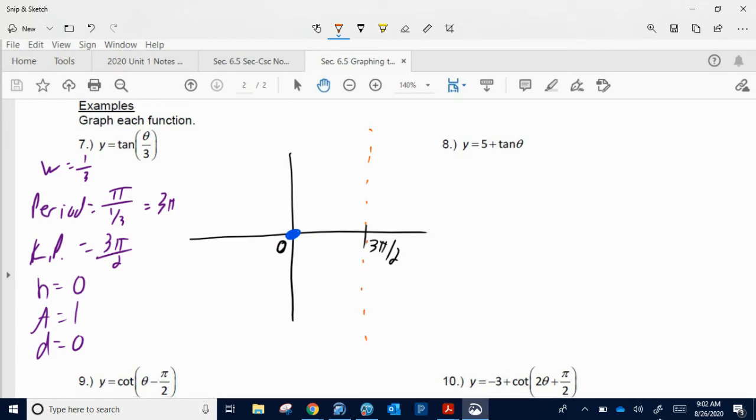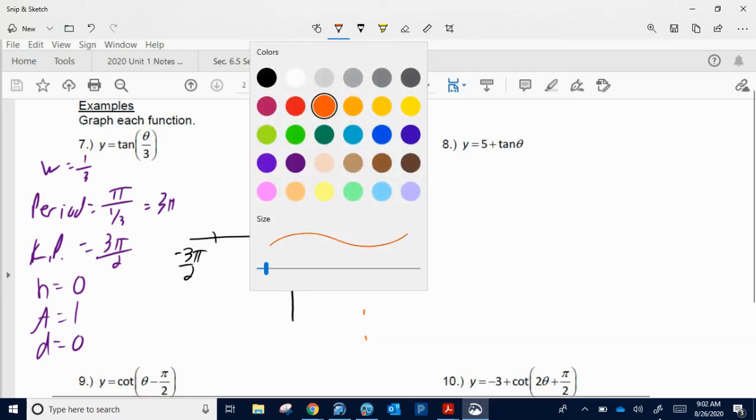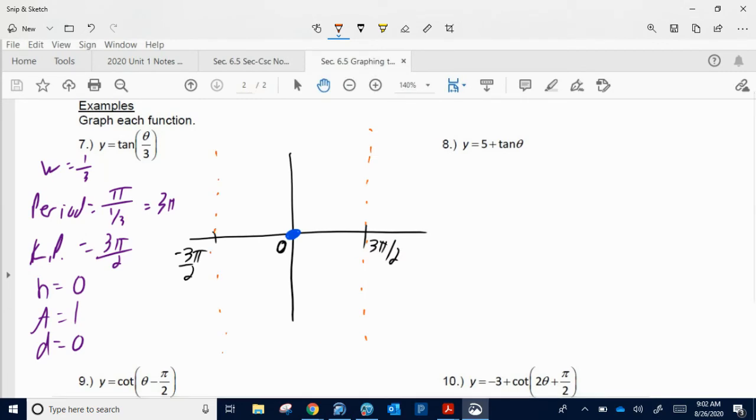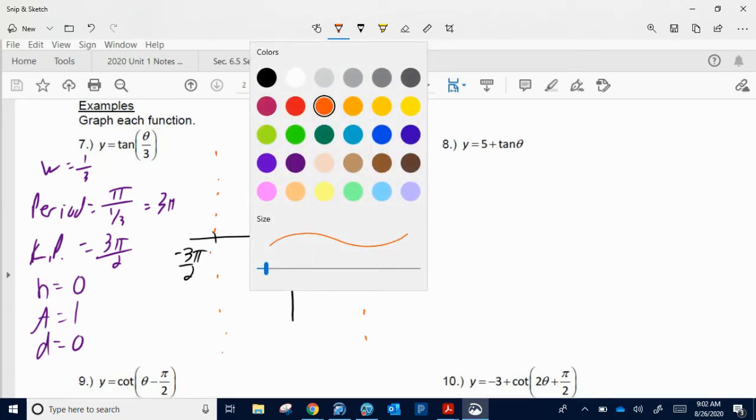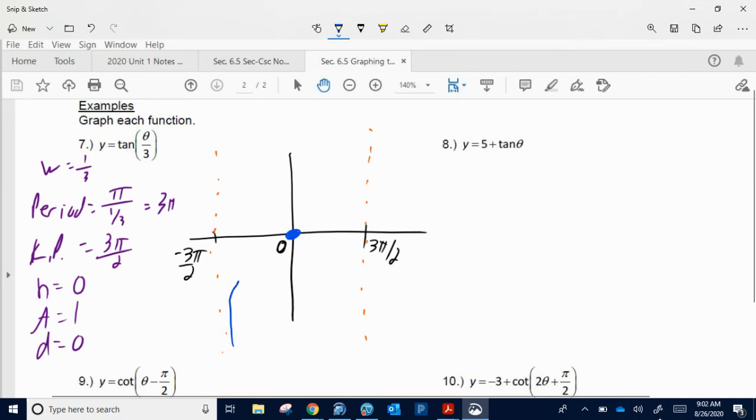And I also want another asymptote, so I'm going to go backwards on this one. Your key point, 3 pi over 2. That will be the second asymptote. And tangent curve increases. So hug the asymptote, dive across the middle, hug the asymptote. That's all we need to have. A point and 2 asymptotes with the values labeled across the x-axis.